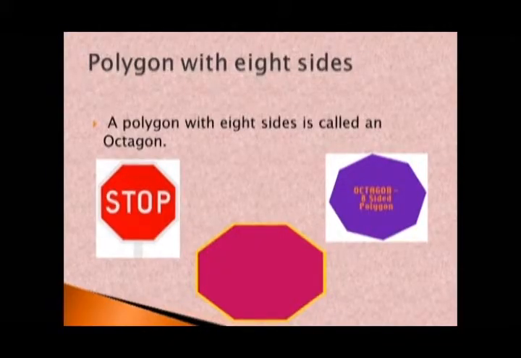Now we're going to look at an 8-sided polygon. A polygon with 8 sides is called an octagon. Say it after me, octagon. 8 sides. And how many angles are there in each of these octagons? There are 8 angles and 8 sides. Tap yourselves. You are learning. What is the 8-sided polygon called? It is called an octagon.